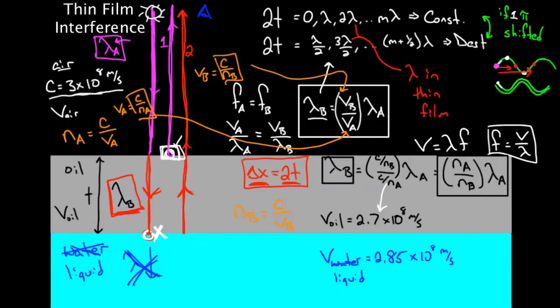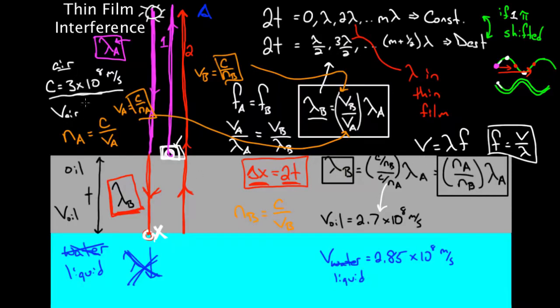So if you're given the speeds, you can take the ratio of the speeds. You do the oil speed divided by the outside speed, multiplied by the wavelength in the air. But if you're given the indexes of refraction, you take the outside index of refraction divided by the inside index of refraction times lambda A. You're thinking, oh my God, how am I going to remember all this? Here's how I remember it.